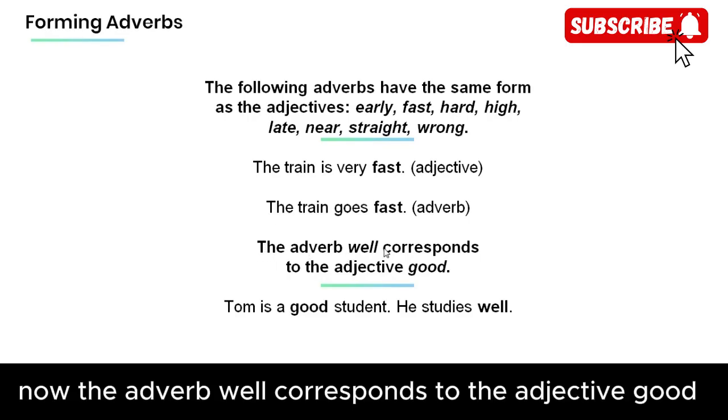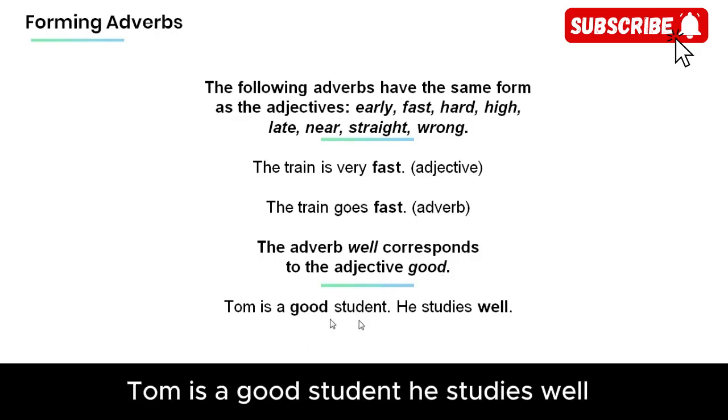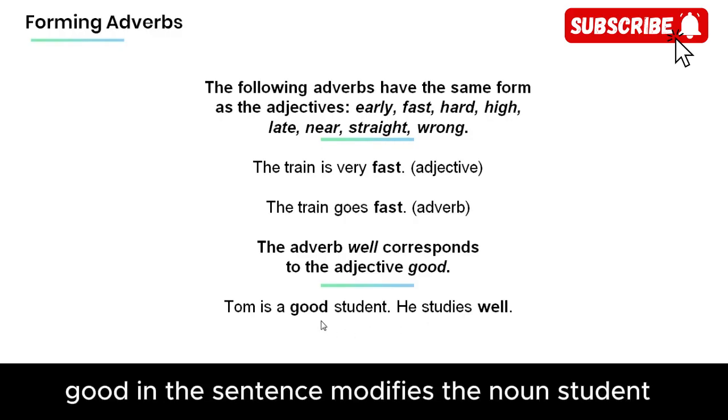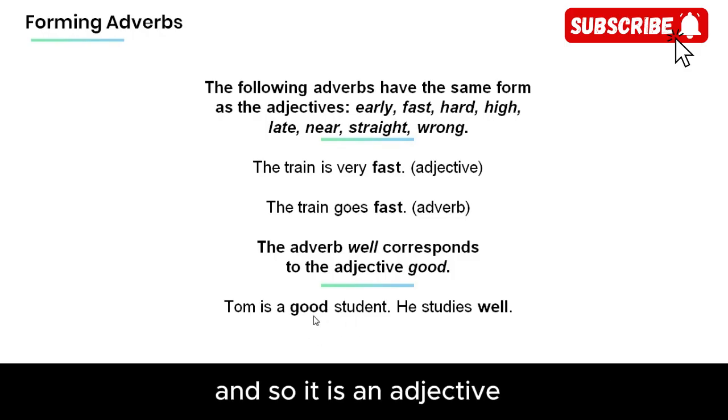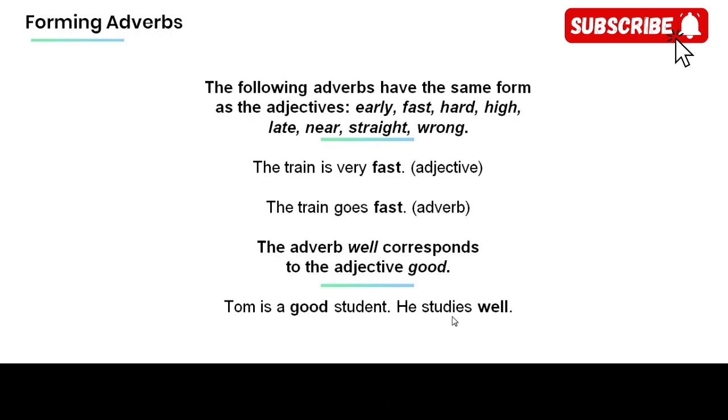Now the adverb well corresponds to the adjective good. Have a look at the example below. Tom is a good student. He studies well. Good in the sentence modifies the noun student, and so it is an adjective. Well, on the other hand, is an adverb that modifies the verb studies.